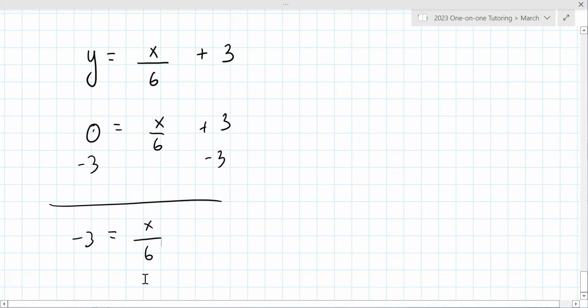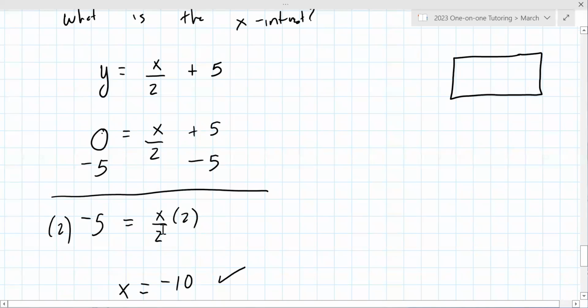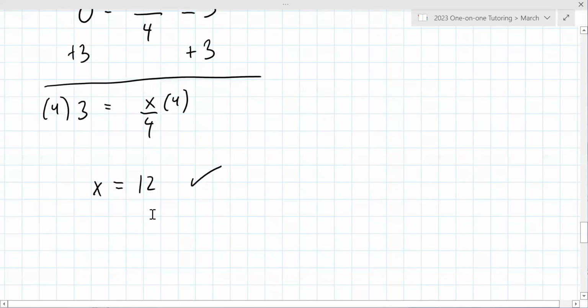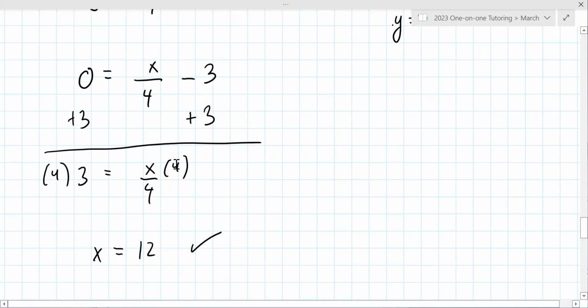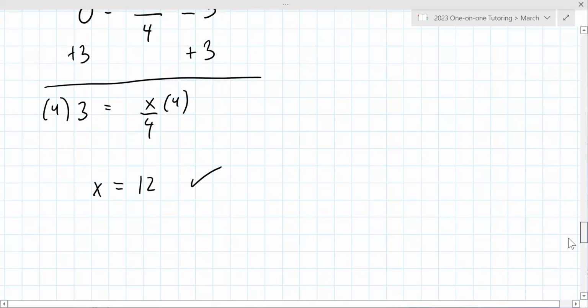Why would you multiply by 2 here? There's a 6 on the bottom. So why would you multiply by 2? Let's go back and look. Why did you multiply by 2 in this problem? Because there's a 2 on the bottom. Let's go back and look at this problem. Why did you multiply both sides by 4? Because there's a 4 on the bottom. Why did we multiply by 3? Okay, I got that now.